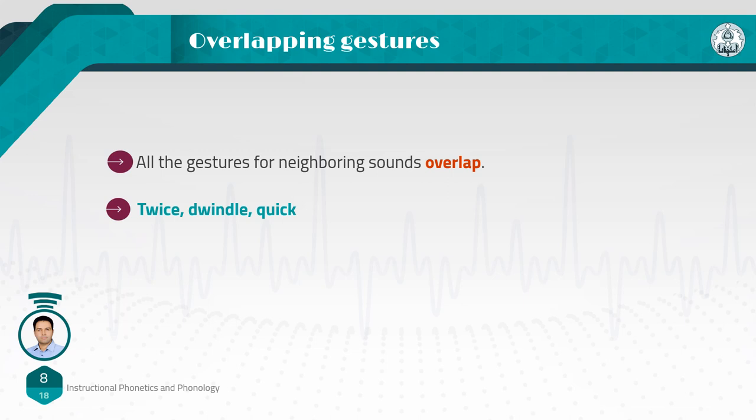Where is the stop? For example, in twice, t is the stop. Here, this t is slightly rounded because it occurs in a cluster in which w is the second element. First is t, then is w. Or in dwindle, d is the first one and w is the second one. In this cluster, you can see that d is a bit rounded. Or in quick, again, we have this cluster. Although it is written as u, the sound is w. So we say that it is a cluster. Again, the second element is w and the first element is a stop. So when you say quick, this k, which is a stop, is slightly rounded.